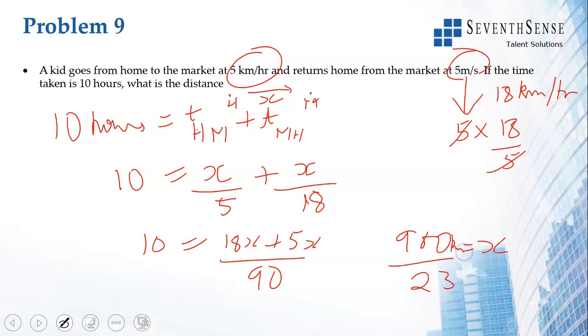Not meters, because this is in hours, this is in kilometers, and this is in kilometers per hour, right? So 900 by 23 kilometers.